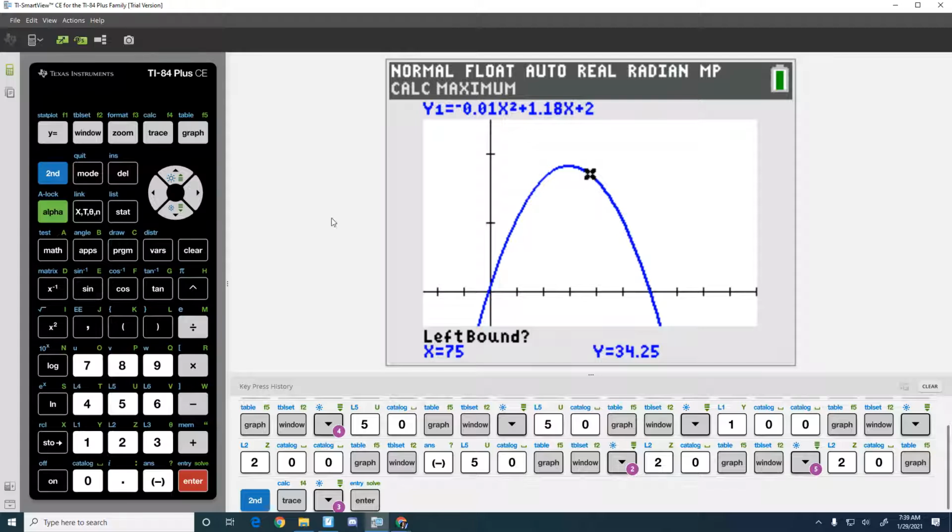And I've got my cursor there. And remember, make sure you only use the left and right arrow keys whenever you're moving the cursor. And it asks for the left bound, or the left boundary.